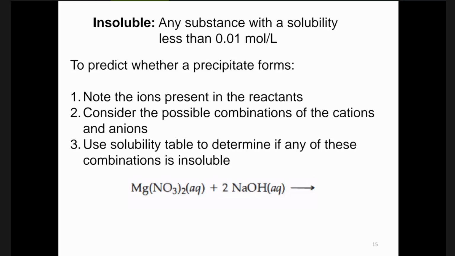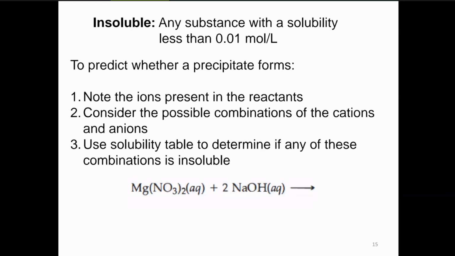Okay, so let's say you need to consider the case of magnesium nitrate and sodium hydroxide. First you note the ions present in the reactants. So here you will have magnesium 2+, nitrate minus, and you will have sodium positive and OH minus. Okay, so that's the first step.